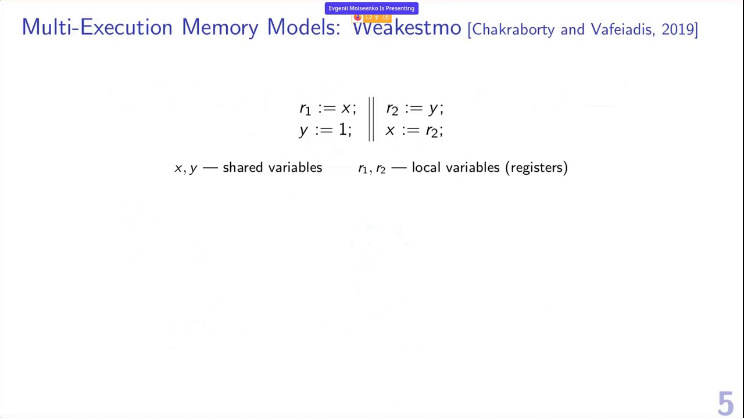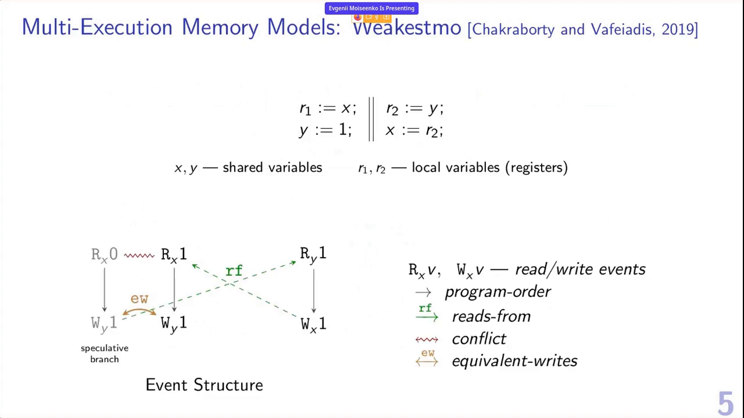In order to distinguish between valid out-of-order execution graphs and out-of-thin-air execution graphs, modern programming language level memory models employ a multi-execution style. According to this style, multiple execution graphs can be used to justify a single program outcome. For example, if we have a look at the Weakestmo memory model, it encompasses multiple runs of the program into a single event structure. And the additional branches of this event structure are used to model speculative execution branches.